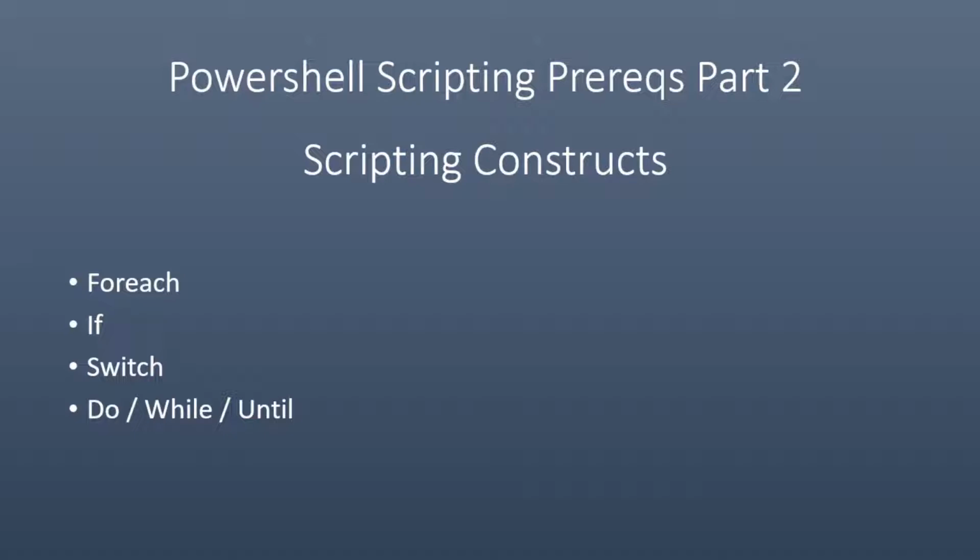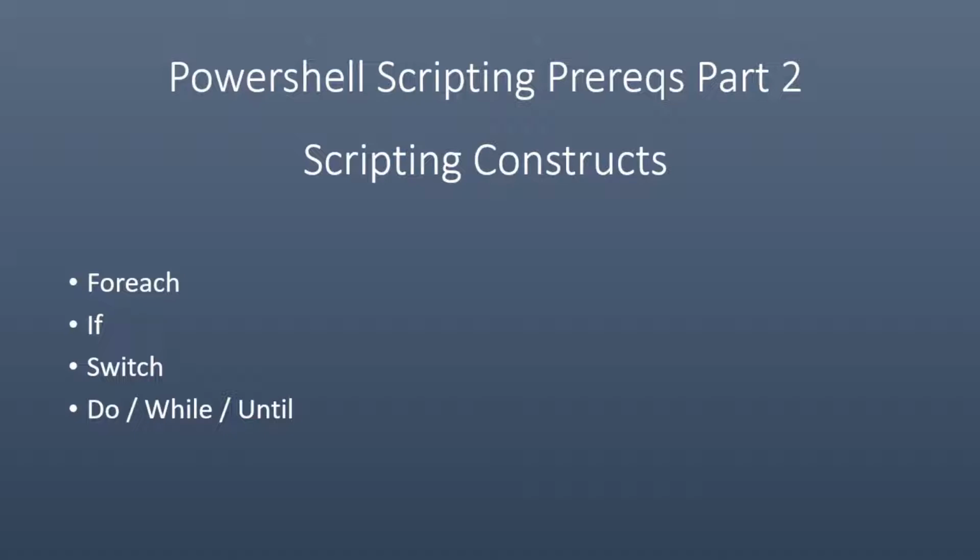So in this video, this is going to be part 2 of my scripting prerequisites series. This series is basically a part of what we would want or should know if we're going to start messing around with PowerShell scripts. If you're creating a script from scratch, or looking at somebody else's script, these are some things that are important to know. This part 2, we're going to be focusing on scripting constructs. We're going to be talking about the foreach construct, the if construct, the switch, and the do while until construct, the different iterations of that.